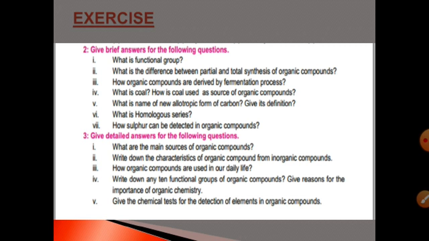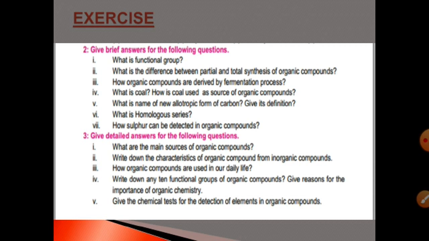What is coal? How is coal used as the source of organic compounds? Coal is a black solid combustible material. It is produced by the decaying of trees buried in the earth's crust under the influence of temperature and pressure. On destructive distillation, coal is converted into coke, coal tar and coal gas. About 200 organic compounds are directly isolated from coal tar, which is used for the manufacture of different aromatic compounds.